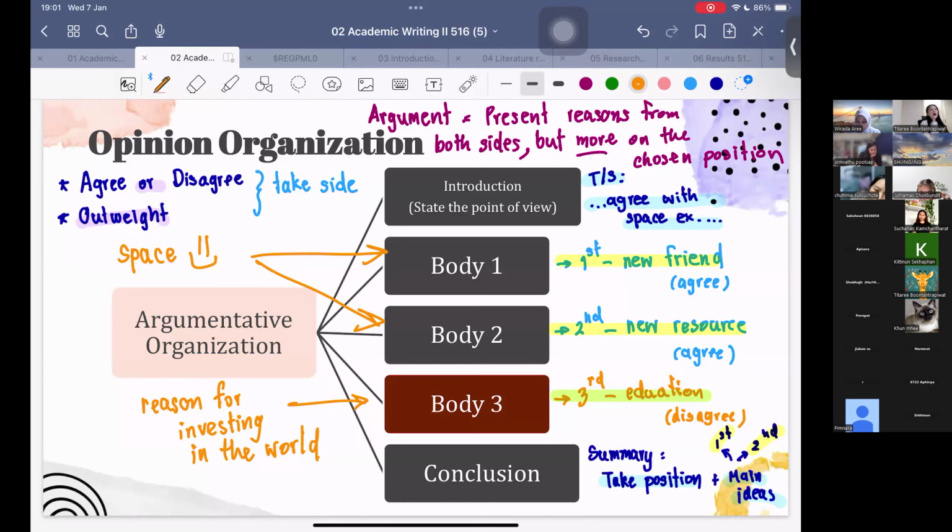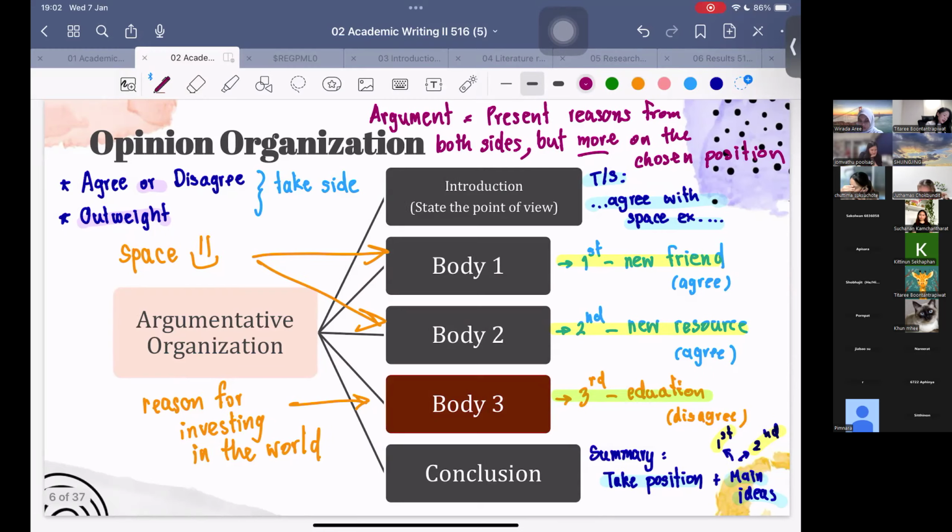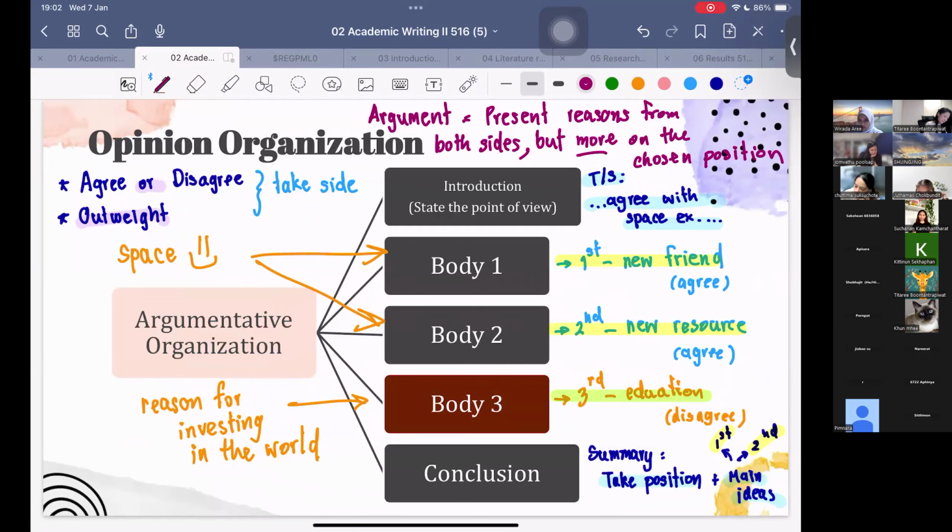Then for the body paragraph, again, for argumentative opinions, it's quite simple: you're going to present one reason for one paragraph, one main idea. One main idea for one body paragraph. Yes, you can do that.